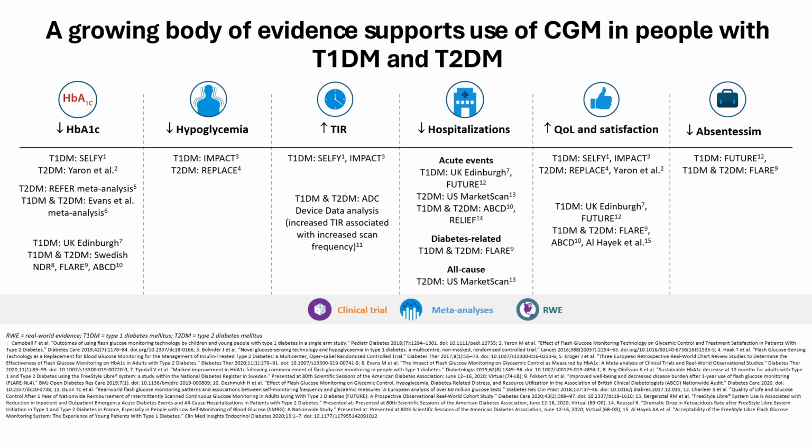It's got an increased time in range, and time in range is the time that they are between normal blood sugar limits, no lower than 4, no higher than 10. So they spend more time in those good glucose level zones. They have decreased hospitalizations because they can act more quickly. They have an improved quality of life and satisfaction because they can self-manage better. And there's decreased absenteeism shown in these studies as well.